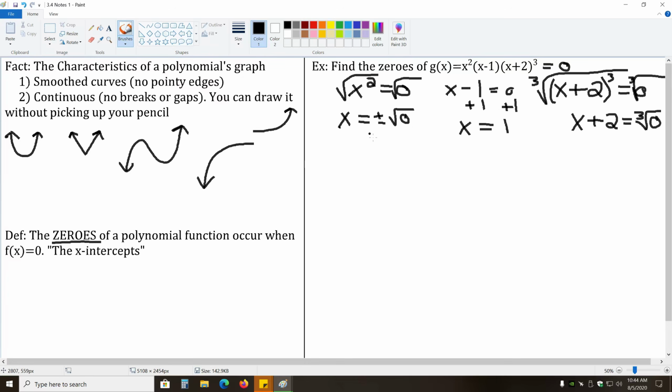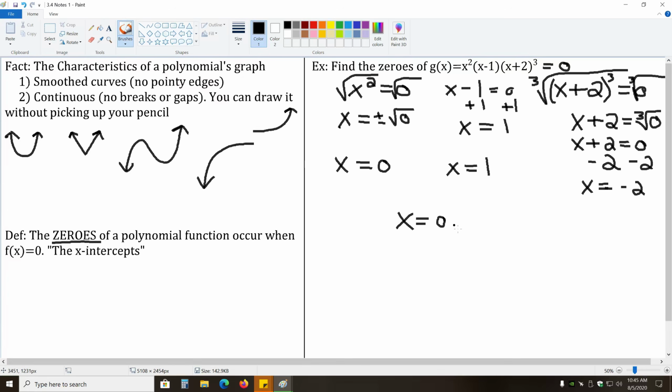Okay, so continuing on from here, plus or minus the square root of 0, that's just 0. The square root of 0 is 0, and whether you put a plus or minus in front of it, it's still just 0. And then x equals 1 is just that. There's nothing to do with it. And then finally over here, x plus 2 is equal to the cube root of 0. The cube root of 0 is just 0. And subtracting 2 from each side, we get x equals -2. So our zeros are 0, 1, and -2.